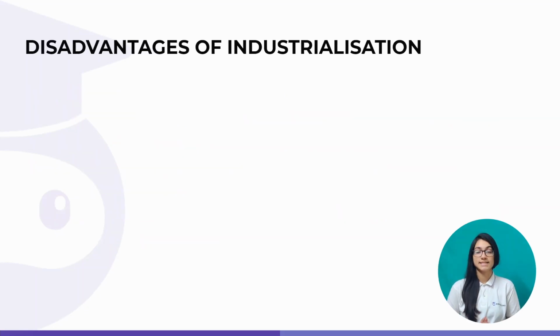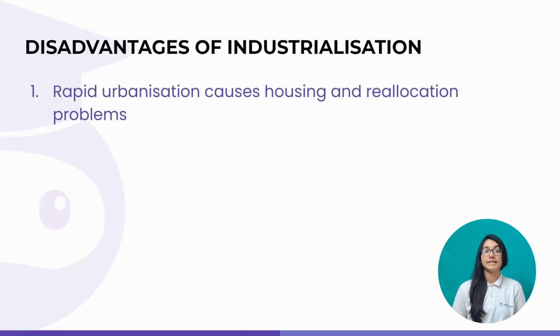Now let's look at the disadvantages of industrialization. First is that it can cause rapid urbanization. Urbanization is when people from the rural areas move to cities, and this can happen because as you have more secondary sector businesses, for example factories, it also means that more jobs are created, and these job opportunities can attract people from the rural regions to come to the city. And this is a problem because it can cause housing shortages in the city areas, and it can cause overcrowding as well.